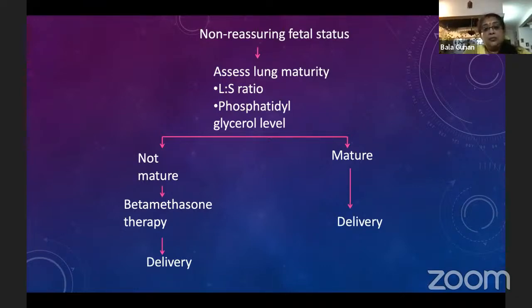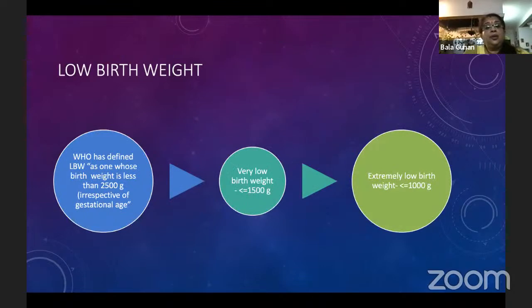So non-reassuring fetal status, how do we assess? We have to assess the lung maturity using L/S ratio and phosphatidylglycerol level through amniocentesis. So if not mature, we can give steroid and deliver. If it is mature, we can deliver. There is no need for steroid therapy.